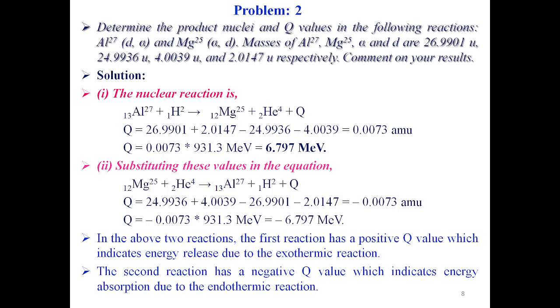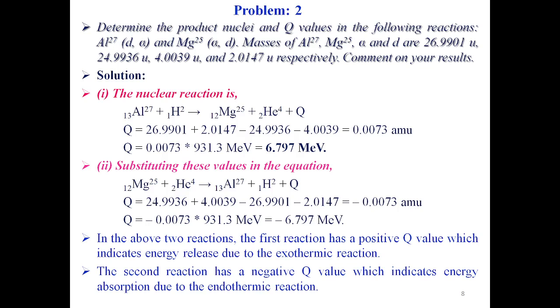Determine the product nuclei and Q values in the following reactions: aluminum within brackets D comma alpha, and magnesium within brackets alpha comma D. In these cases, this is the representation of a nuclear reaction. We have aluminum, the target nucleus, and the projectile is D, the deuteron, and we have alpha, the emitted particle, but we don't know the product nucleus, so we have to find the product nuclei.